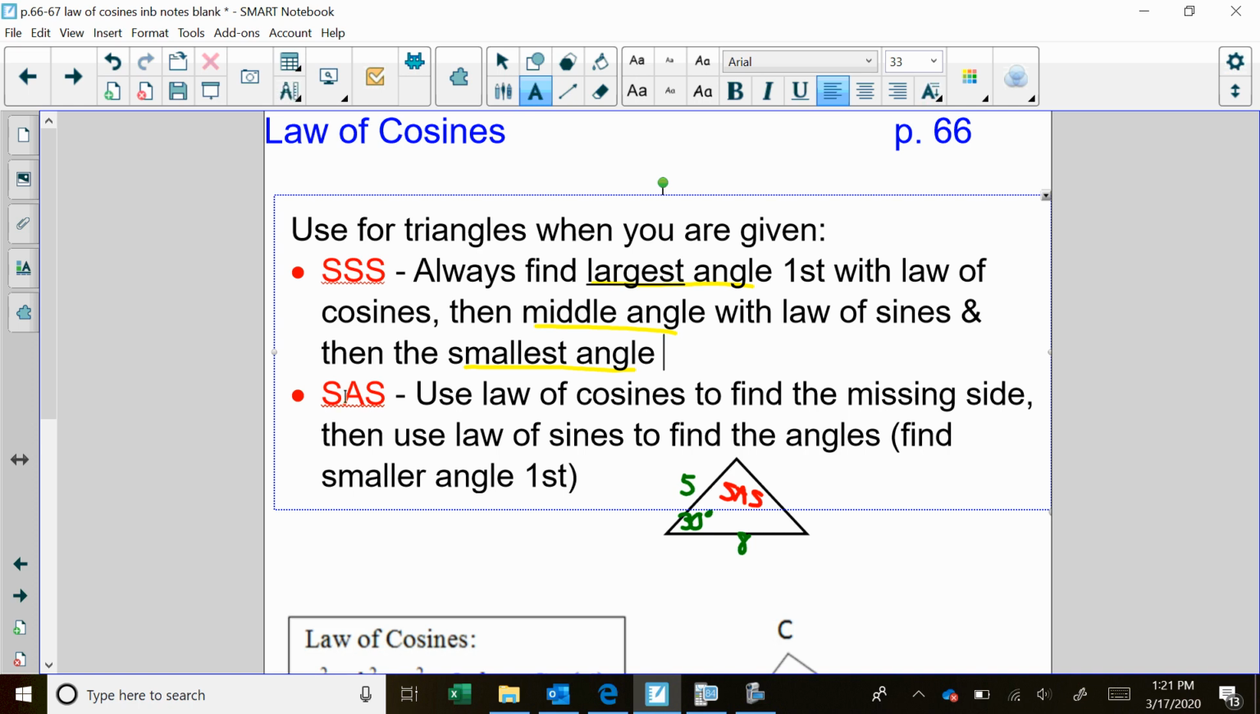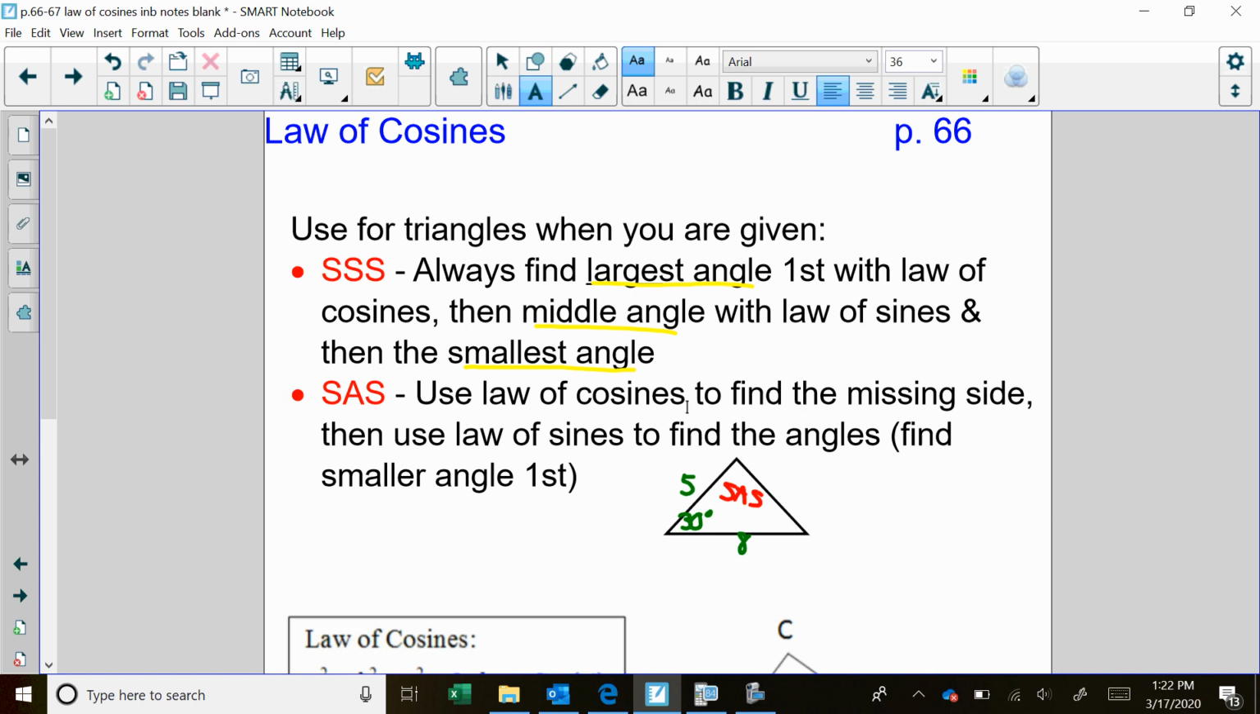In the second example, we'll look at a side-angle-side triangle where we'll use the law of cosines to find a side, and then we'll transition into using the law of sines to find the remaining pieces of information, finding the smallest angle first. So again, you want to get this copied down in your notebook at some point.